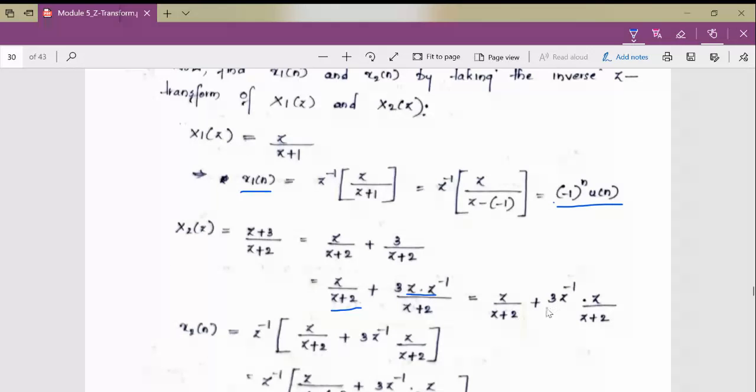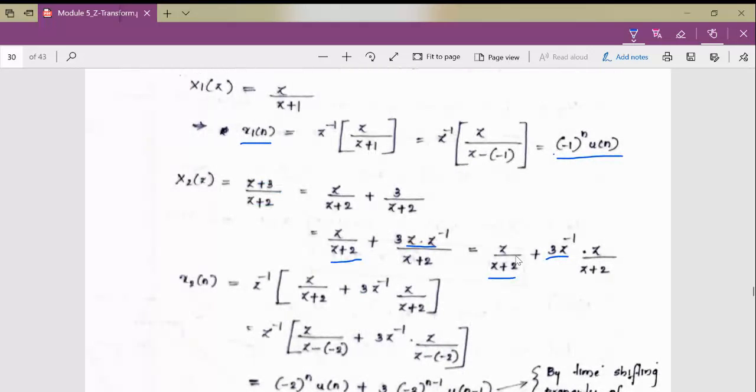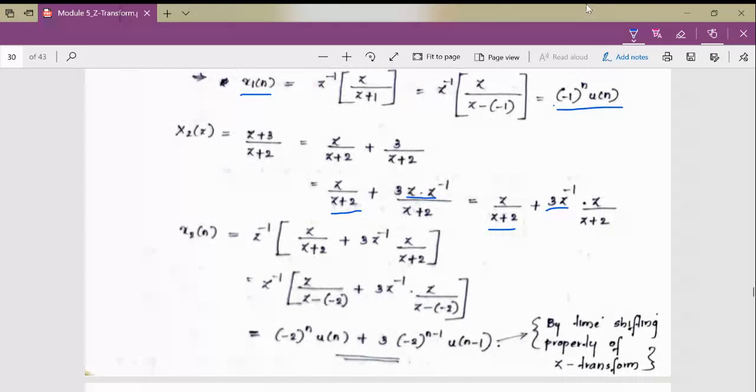So then z into 3 z raised to -1, we are taking aside, then it will become z by z plus 2. Okay, so z by z plus 2 plus 3 z raised to -1 into z by z plus 2. Okay, so now we are taking the inverse z transform of this one. So we know that z by z plus 2, that is z by z minus -2, that will become (-2) raised to n into u of n.